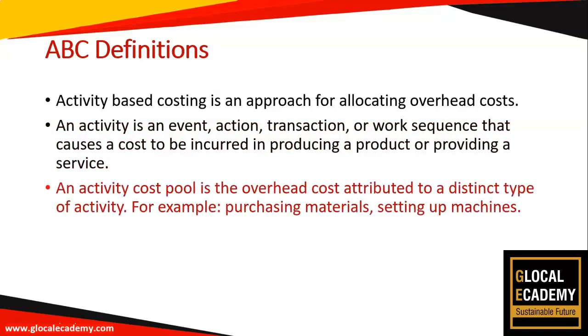So the third definition is of an activity cost pool. Now each activity incurs a cost. So if we combine all the costs which belong to that activity together, we are making an activity cost pool. So an activity cost pool effectively is the overhead cost attributed to a distinct type of activity. For example, purchasing material, setting up machines. So if we add all the overhead costs that relate to the purchasing of material, we can call it the activity cost pool of purchasing material. And if we add all the costs related to setting up machines, we can call it an activity cost pool of setting up machines.